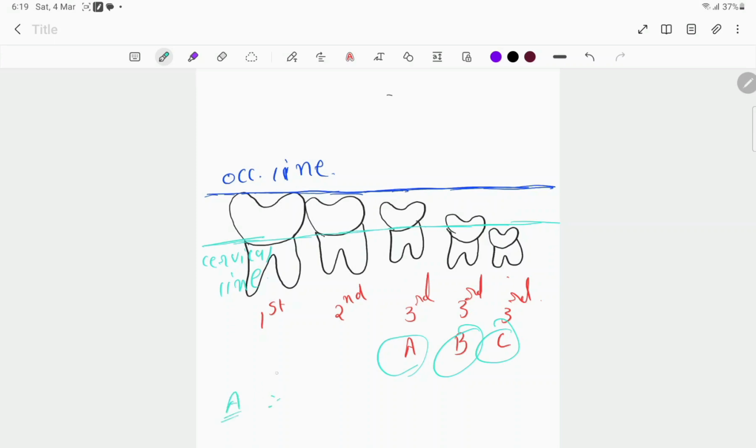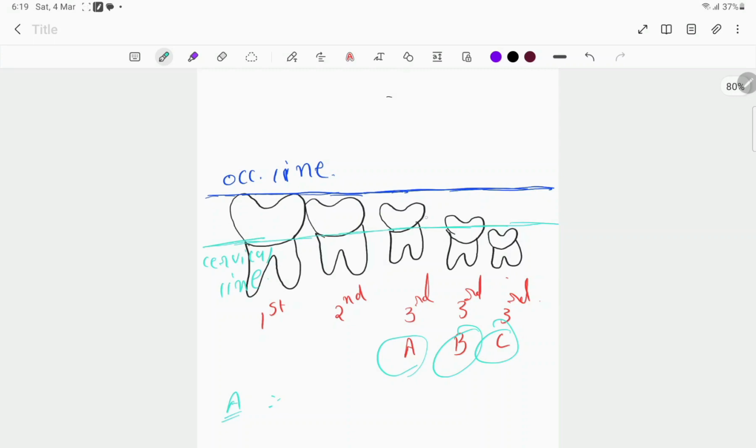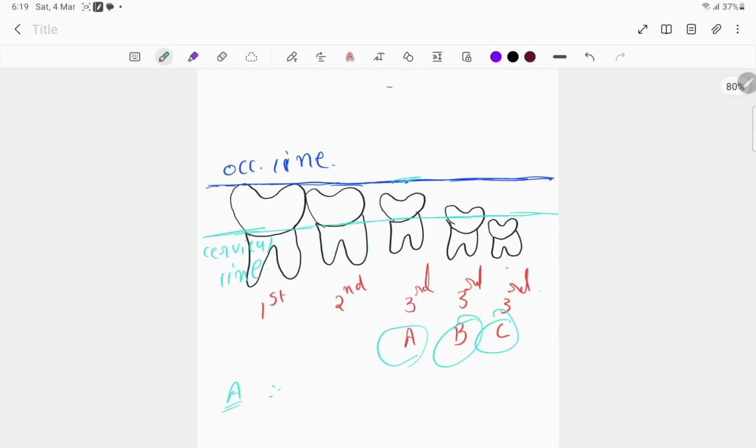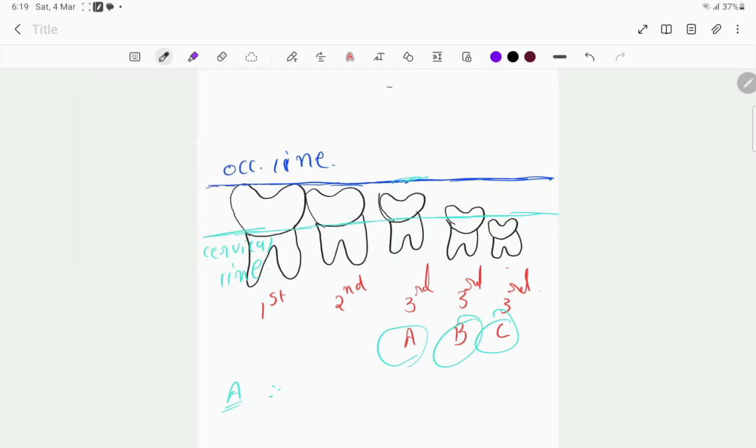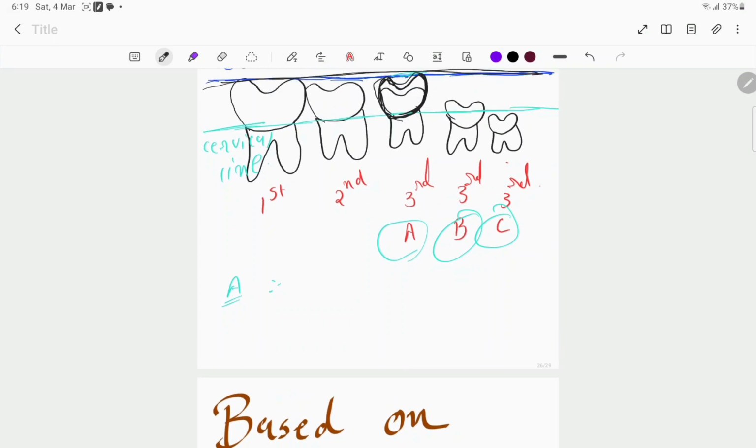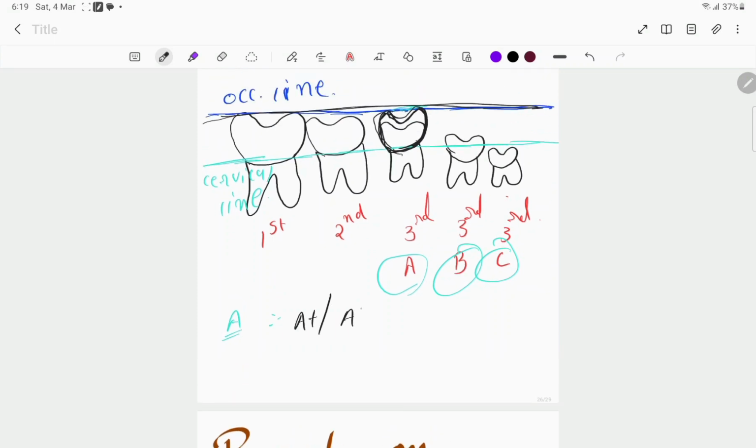In A, what we can see is that the impacted third molar is either at or above the occlusal line. I'm sorry, I drew it by mistake. This tooth should be like this. Now in A, this third molar is either at or above the occlusal line. It means it is in functional position, so it is at or above the occlusal line.